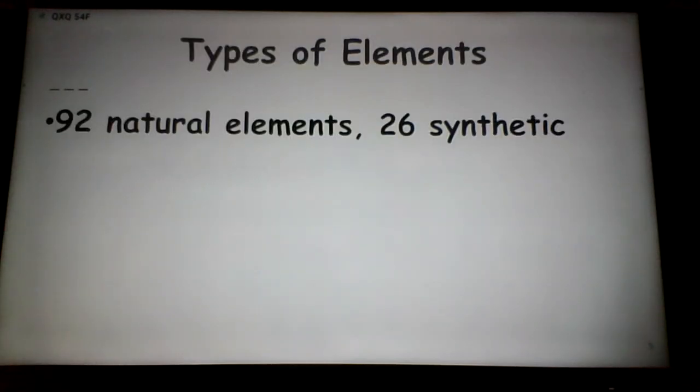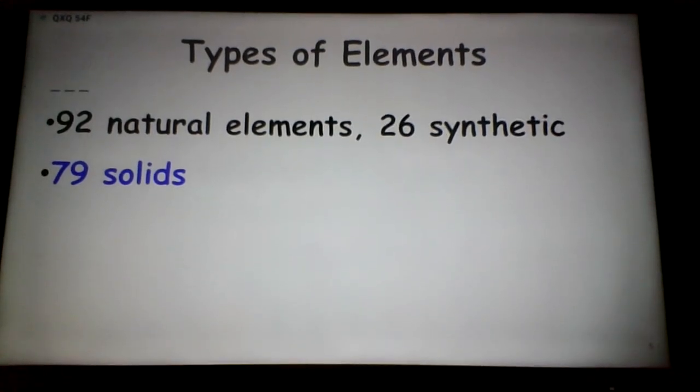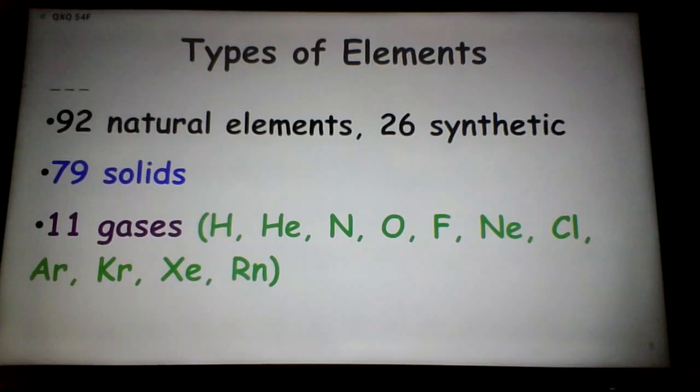92 of the elements occur naturally, and 26 of them are purely synthetic. There are 2 elements that can be both natural and synthetic, and those would be technetium, element number 43, and promethium, element number 61. Of the 118 known elements, or the 92 natural elements, 79 of those are solids at room temperature. Nice and solid, like you hear the knocking there.